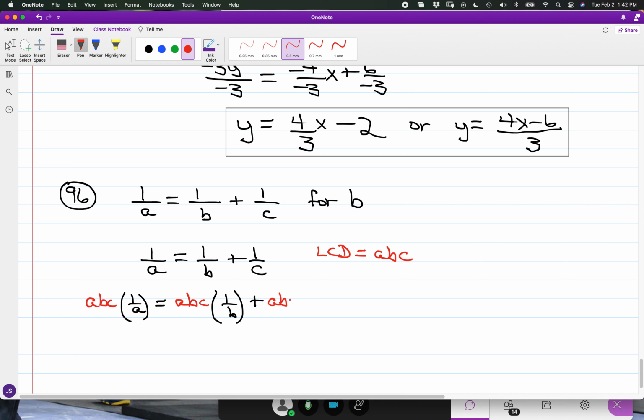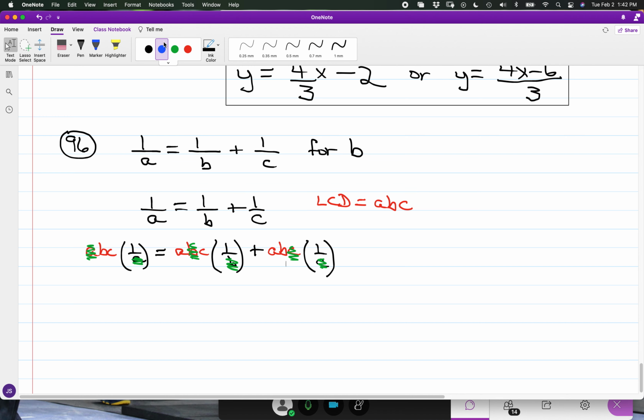So just multiply everything out by a, b, and c. For the first ratio, the a's cancel out. Then for 1 over b, the b's are going to cancel out. And then we have abc times 1 over c, so the c's cancel out. So we have b times c is equal to a times c, and you have plus a times b.